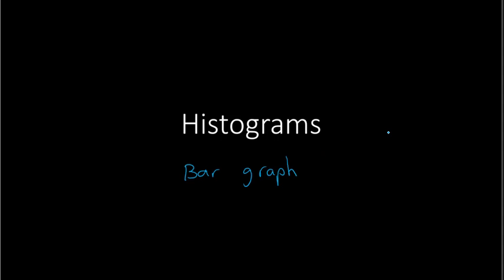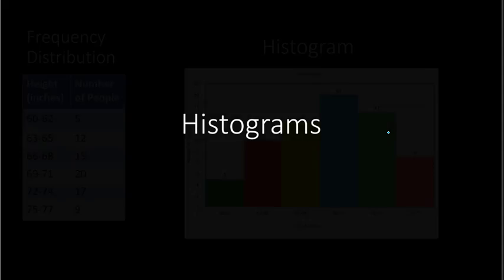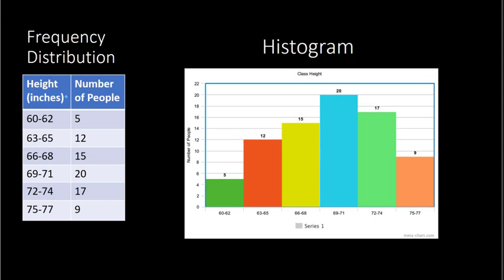So let's say we collect data on people's heights, for example. Here we have the height of people, and we have the range of 60 to 62, 63 to 65 inches, and etc. And we find after talking to people that we have 5 people in this first range, then we have 12 people in the second range, then 15, 20, 17, and 9 in the following ranges of heights.